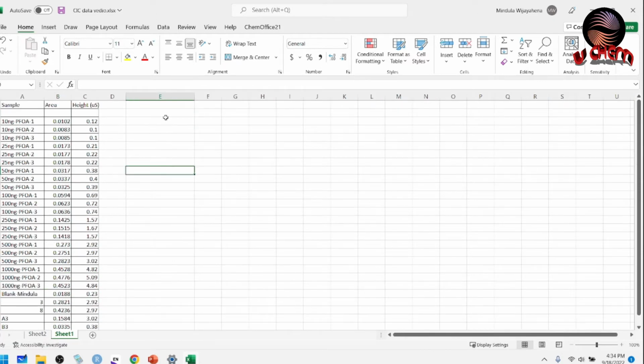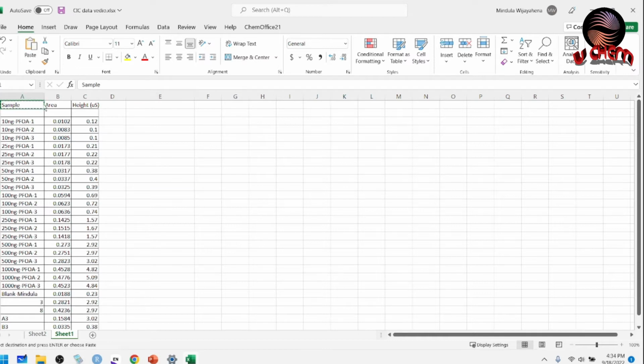Okay, now we have the data set over here. Now I'm going to plot the calibration curve. What you need to do first is, as we have 3 signals for the same concentration, that means we have triplicates. I did it 3 times, because in the analytical field it's better to have 3 signals for each concentration. So to make the calibration curve, I'm going to use the average.